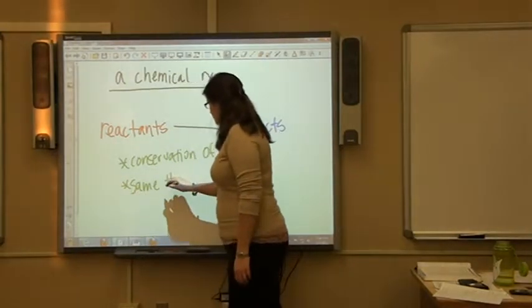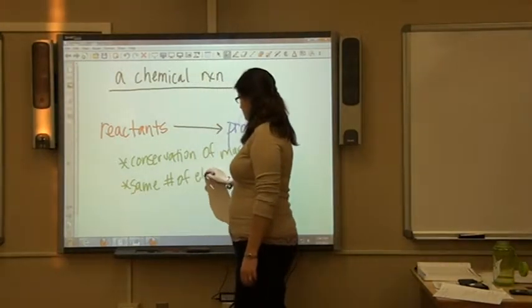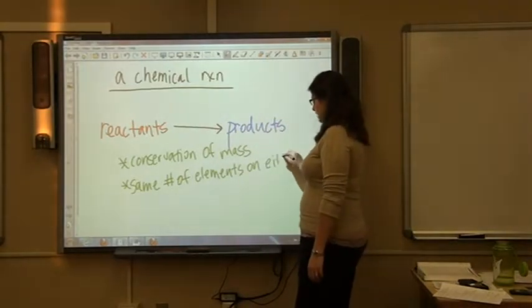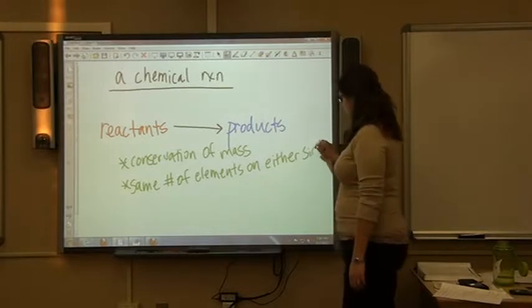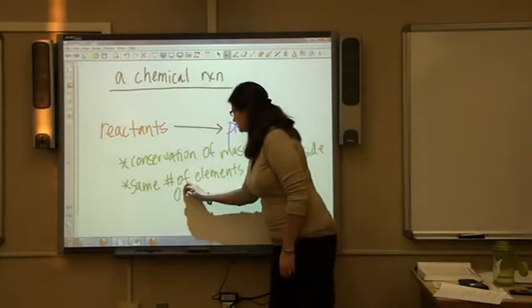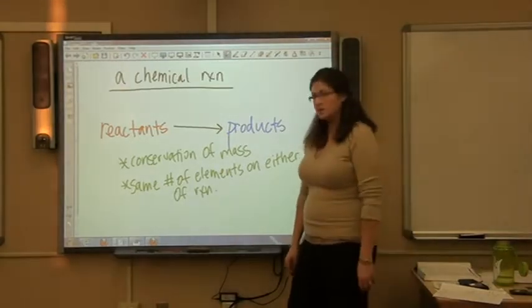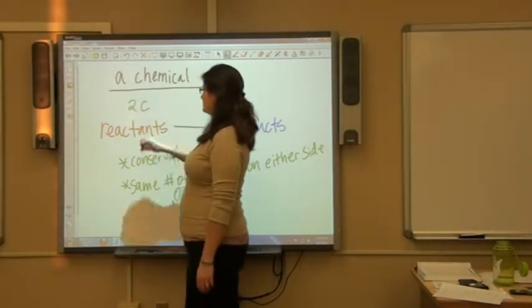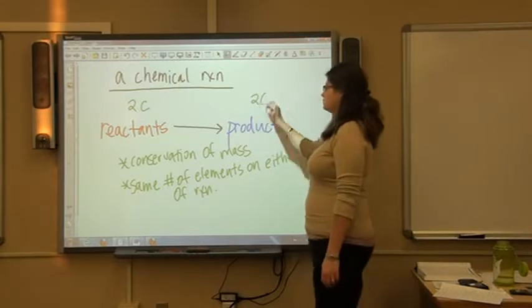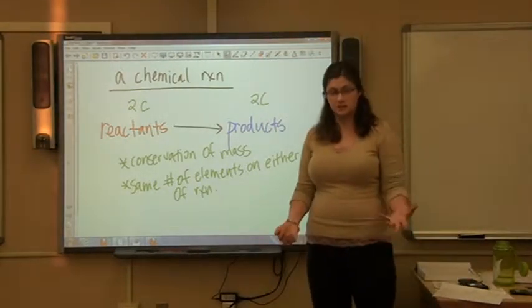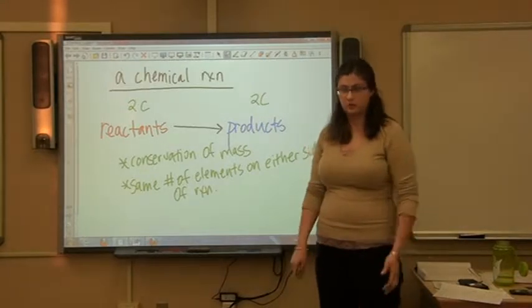Same number of elements on either side of your reaction. In other words, if I have 2 carbons on the left, I have to have 2 carbons on the right. So you have to have equal numbers of each element on both sides of your chemical equation.